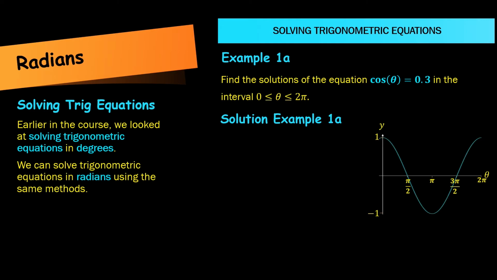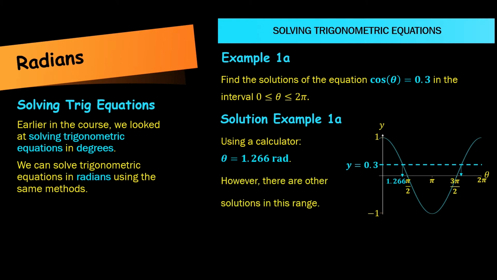So here's a sketch of cos theta between this interval. Here's y equals 0.3. Using a calculator, we find that theta equals 1.266 radians, and we can see this in our graph as well. However, there are other solutions in this range also, or in particular one other solution. Notice that the distance highlighted is 1.266 on the graph, and by symmetry the point on the other side of the graph is 2 pi minus 1.266.